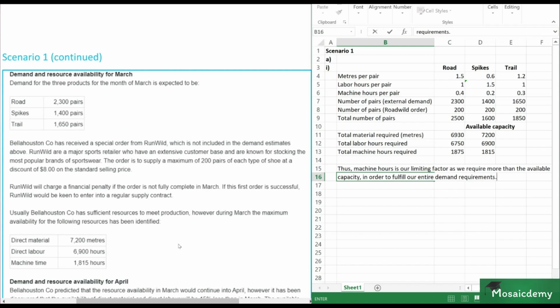Okay, that's the first part of the calculation. Now that we know the limiting factor, we're going to find the contribution per unit, contribution per limiting factor, and so on and so forth. So we'll copy this down below. We'll start by including the contribution per unit. Once again, we'll need to go to the table above.